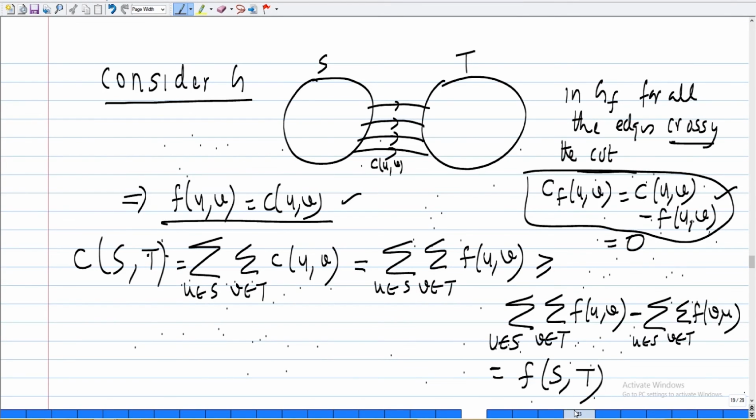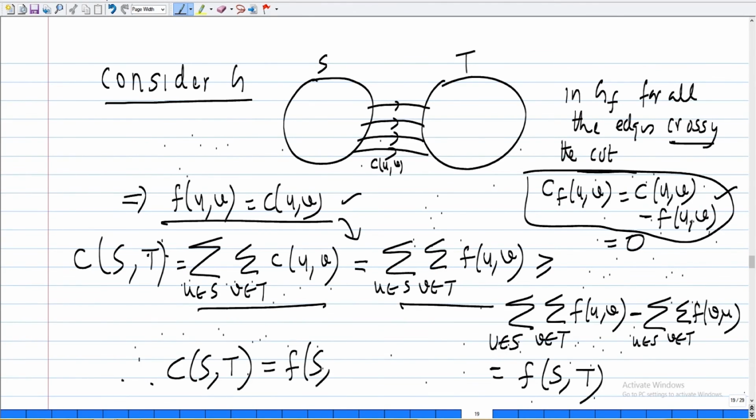Now you write this chain of implications. C of s comma t is equal to this, by definition. This follows from this observation. And this is greater than or equal to the term where you subtract something more, and that is equal to f of s comma t. Therefore, when you have a max flow and you take the special partition, the capacity of the cut is at least as large as the flow. Therefore, the capacity of this cut is equal to f of s comma t.